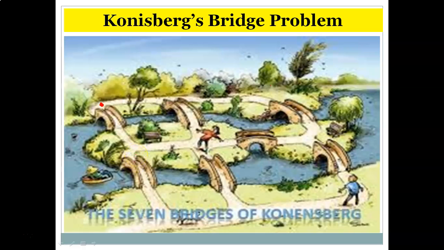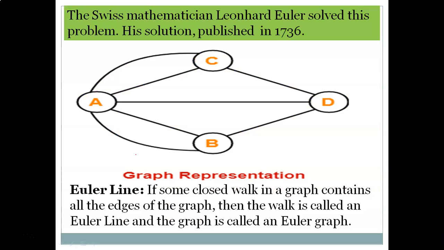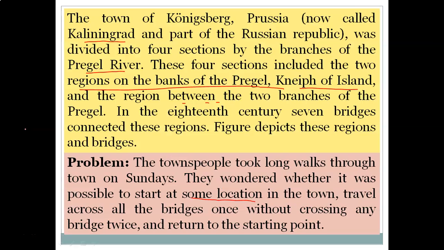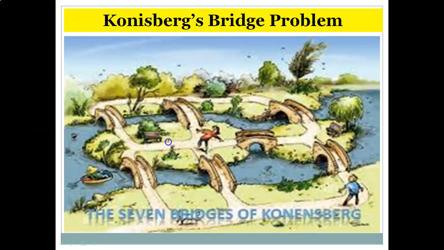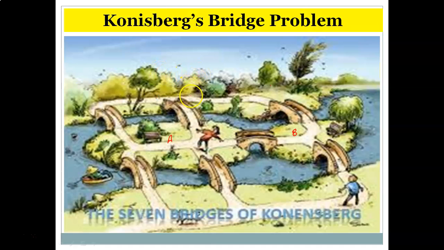So that was the problem thought of at that time, and the solution of that problem was given by the Swiss mathematician Leonhard Euler. He solved this problem and his solution was published in 1736. In fact, he put this problem in the form of a graph. So actually the island here, you see, this island is considered as A and this as B. And this land part is considered as C. The whole land part is C, and this part is D.